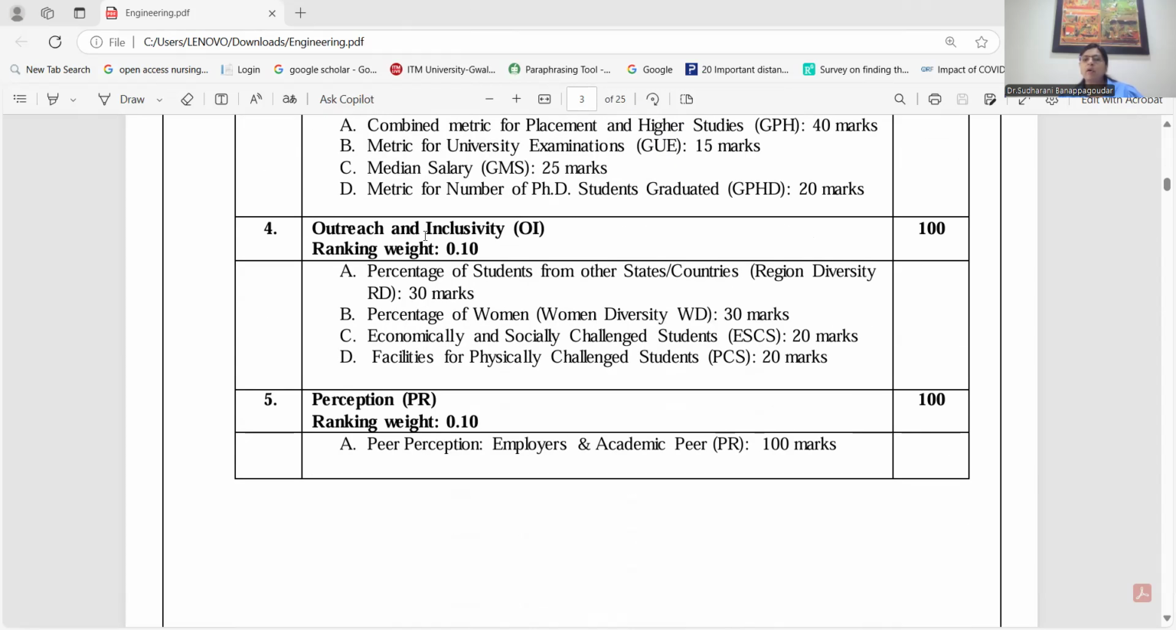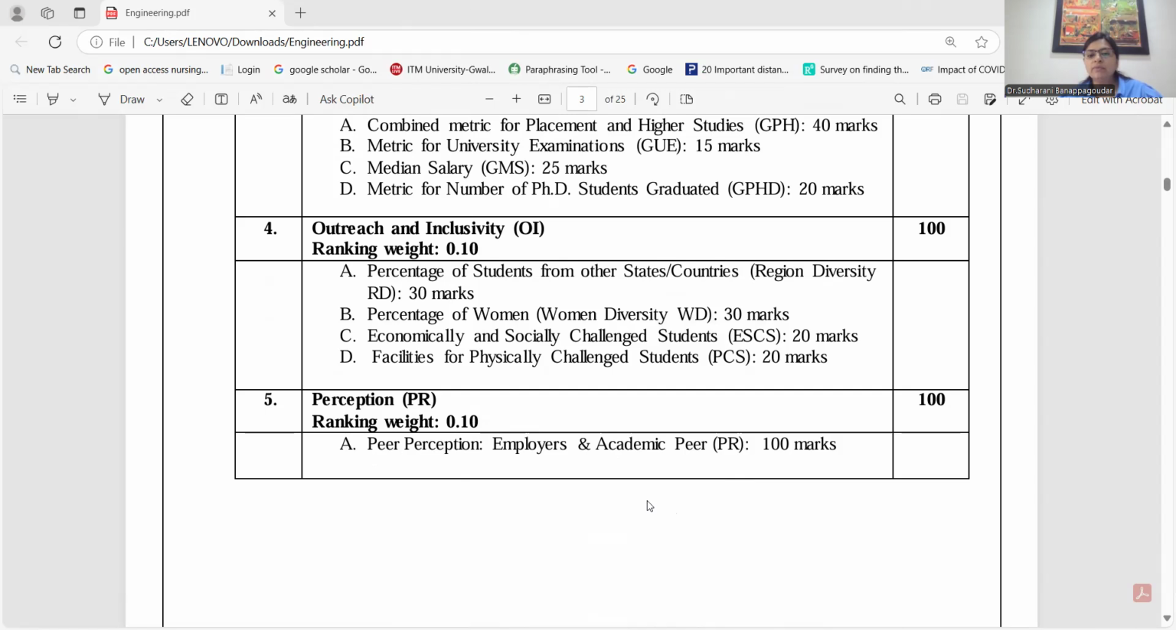Then for the parameter of outreach and inclusivity, a ranking weightage of 0.10 is given. It has sub-metrics such as the percentage of students from other states and countries, that is the region diversity, which carries 30 marks. Then the percentage of women, the women diversity, carries 30 marks. Economically and socially challenged students carry 20 marks. Facilities for physically challenged students carry 20 marks. And perception carries a ranking weightage of 0.1, with the peer perception of employers or academic peers having a weightage of 100 marks.